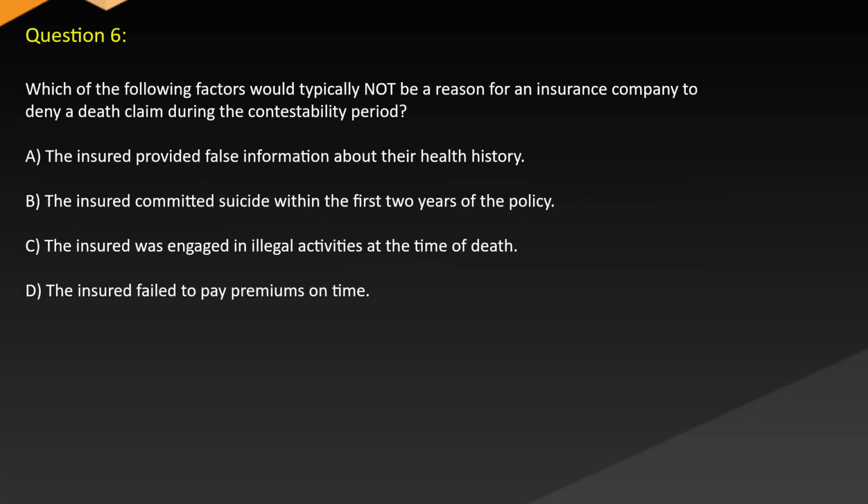Question 6. Which of the following factors would typically NOT be a reason for an insurance company to deny a death claim during the contestability period? A. The insured provided false information about their health history. B. The insured committed suicide within the first 2 years of the policy. C. The insured was engaged in illegal activities at the time of death. D. The insured failed to pay premiums on time.